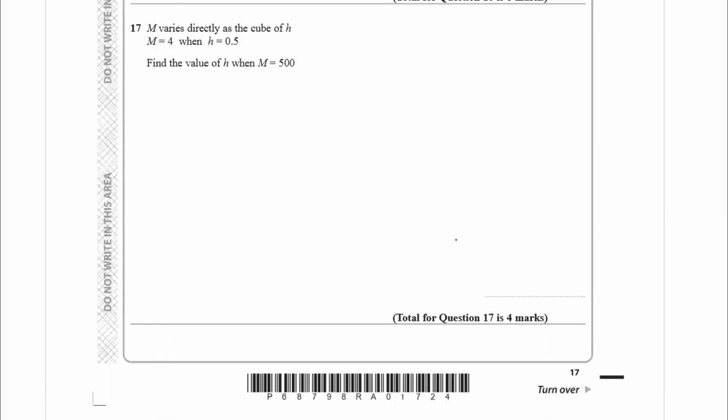So moving on in good spirits to question 17, feeling good as we've done so many good questions. M varies directly as the cube of h, so we can say that M is connected to h through some variable k that we don't know, and because it's h cubed, we can say M is equal to kh cubed. So we're given some information here about h and M, so we can say 4 is equal to k times 0.5 cubed, and 0.5 cubed is going to be 0.125, so 0.125k is equal to 4.